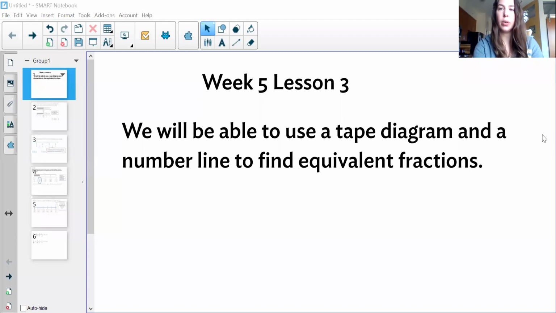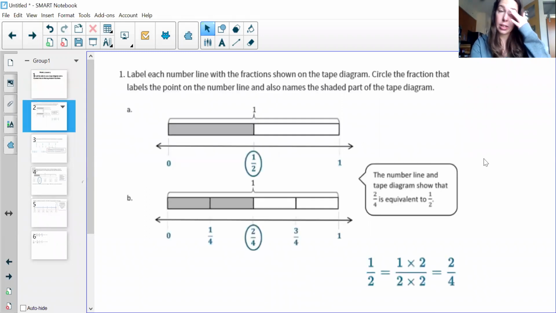So we are going to be able to use tape diagrams and a number line to find equivalent fractions. So we're sort of building on everything that we've learned before. We've already done equivalent fractions on a tape diagram. Now we're moving on to the number line. And I'm sure you guys are going to remember this lesson from when we did it in class. So let's take a look at this first one.